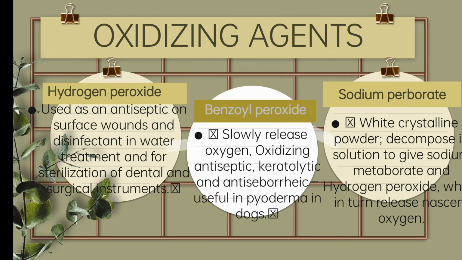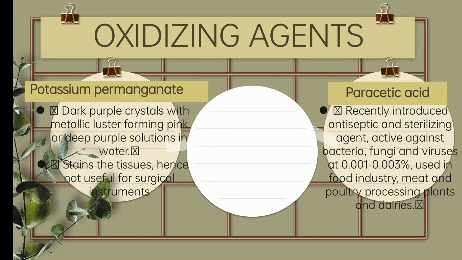Sodium perborate is a white crystalline powder, decomposed in solution to give sodium metaborate and hydrogen peroxide, which in turn release nascent oxygen. Potassium permanganate forms dark purple crystals with metallic luster, giving pink or deep purple solutions in water. Peracetic acid is a recently introduced antiseptic and sterilizing agent. It is active against bacteria, fungi, and viruses.